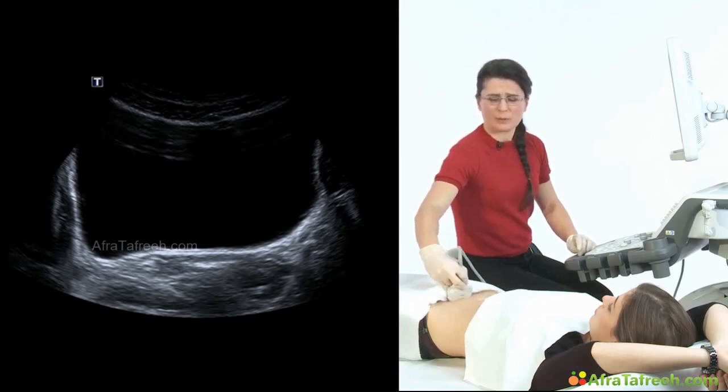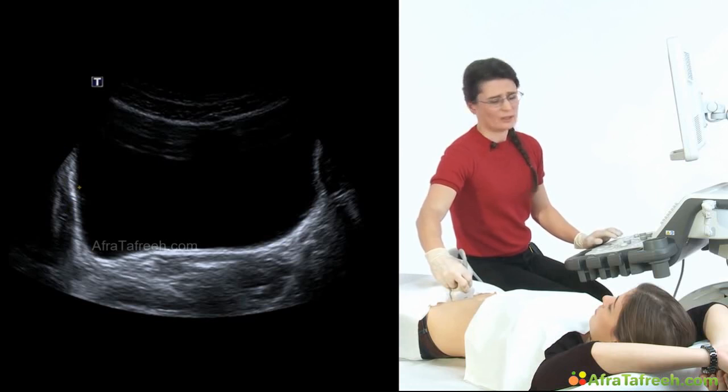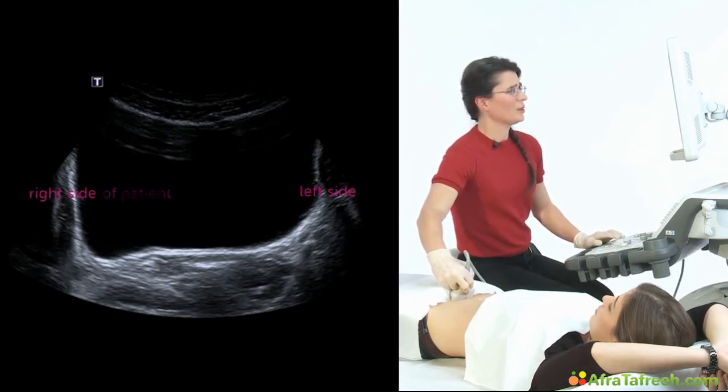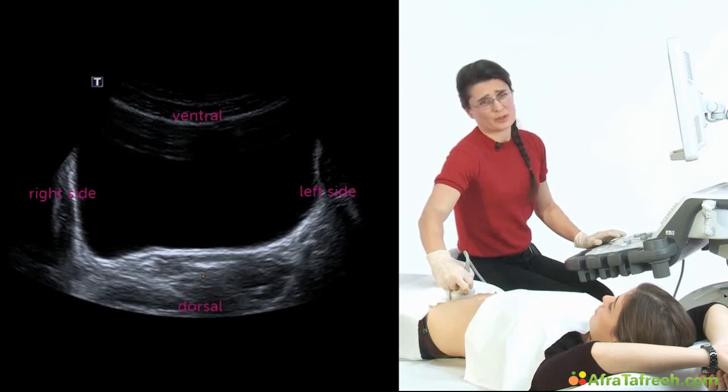We remember we got our vertical mark pointing towards us, and the vertical mark is pointing to the left side of a monitor picture. It means the left side of a monitor picture is where we sit. It's over here. The right side of the monitor picture is the left side of the patient. And then at the top of our monitor picture, we got the ventral structures, that means the abdominal wall, subcutaneous tissue. And at the bottom of our picture, we got the dorsal structures, for example, the rectum.